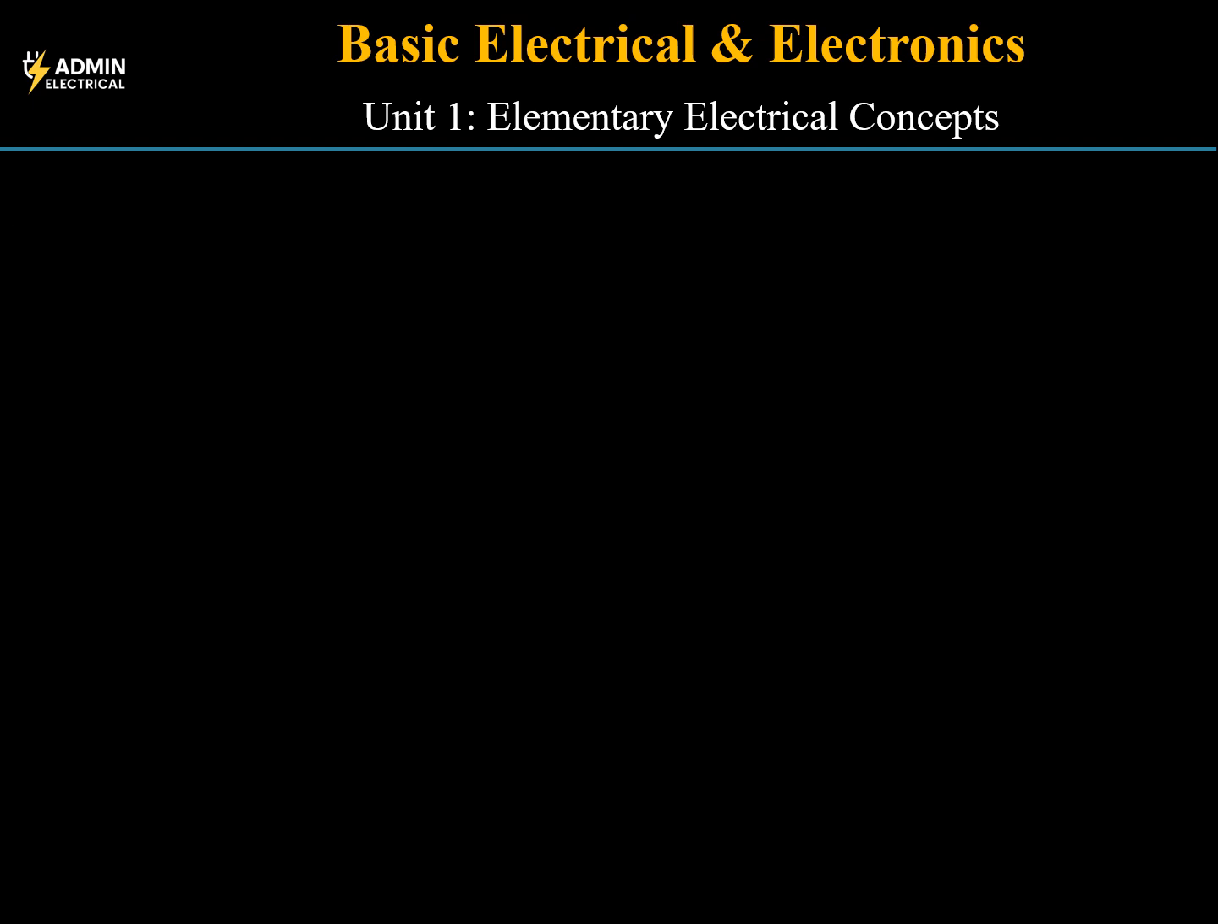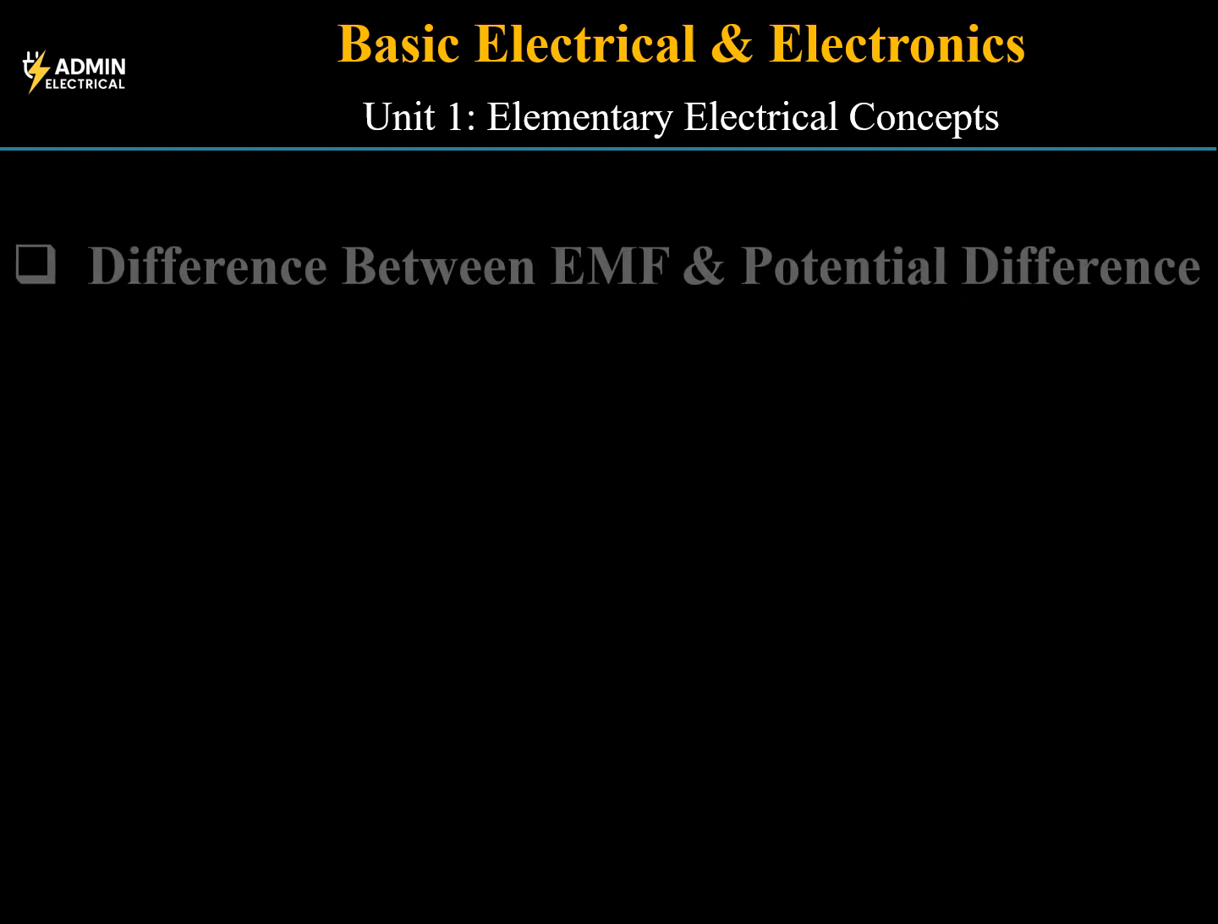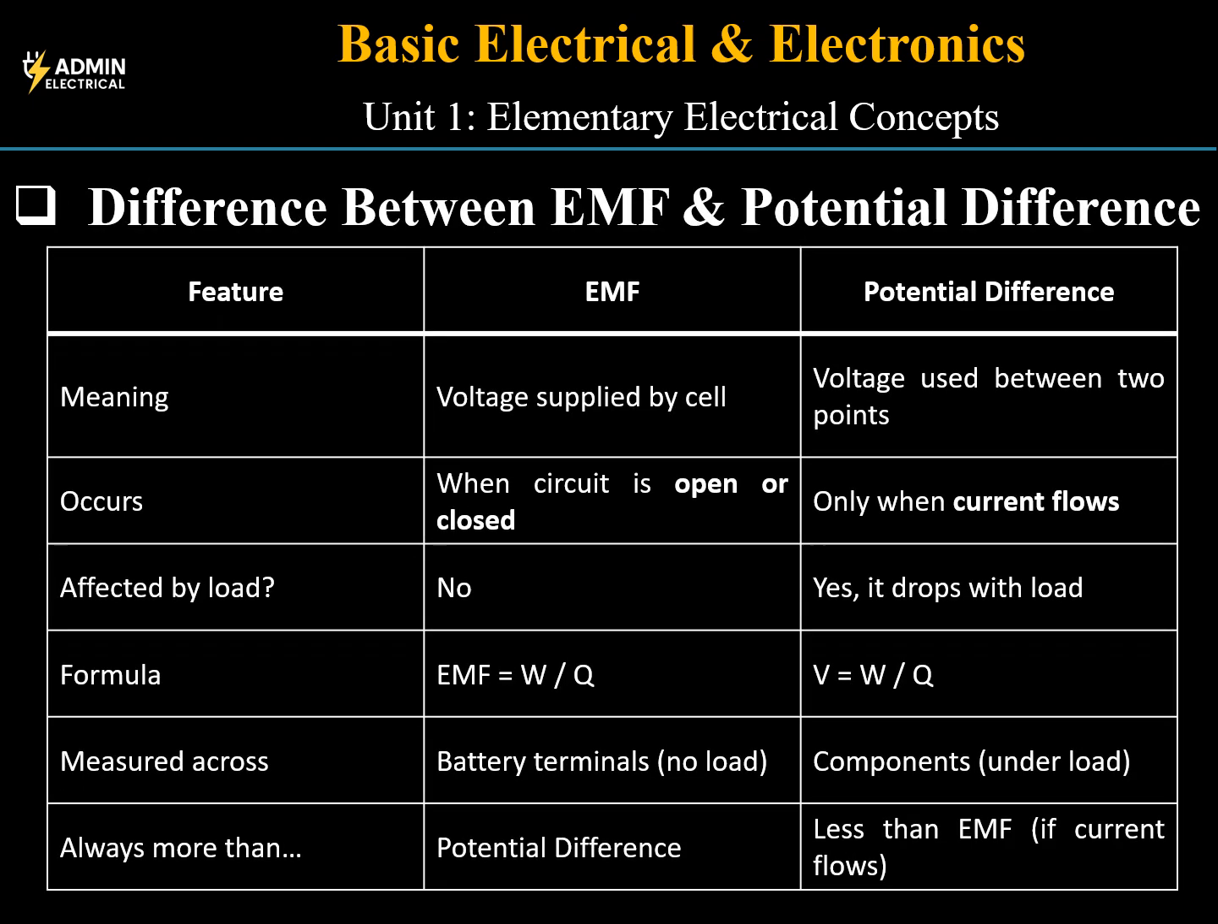Let's quickly compare the two. EMF is the total energy per unit charge supplied by the battery. Potential difference is the energy per unit charge used in the external circuit. EMF includes internal resistance losses, but potential difference is what you measure across a device like a resistor. So, EMF is always equal to or more than the terminal voltage. The difference between them is due to internal resistance.